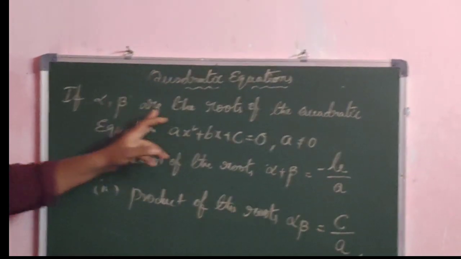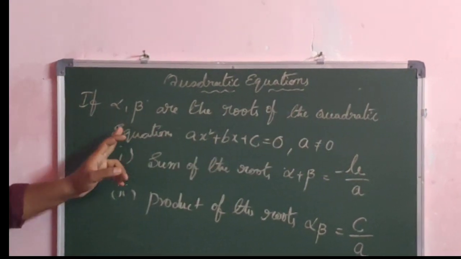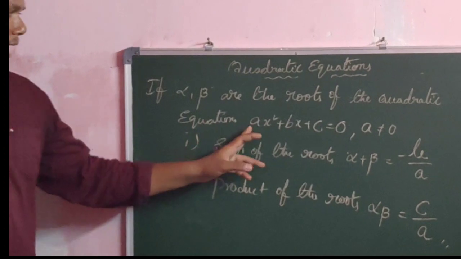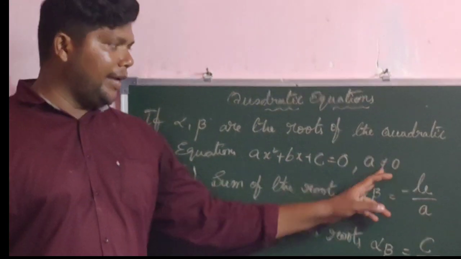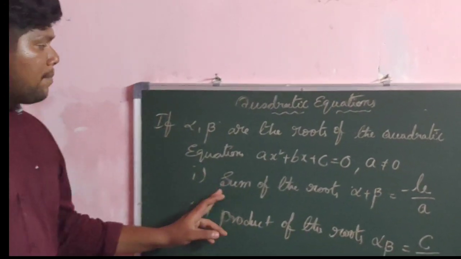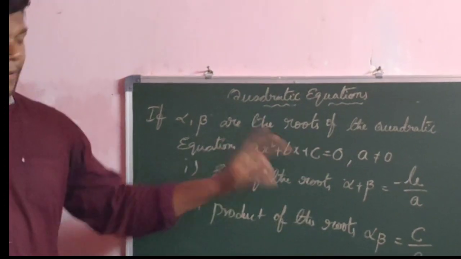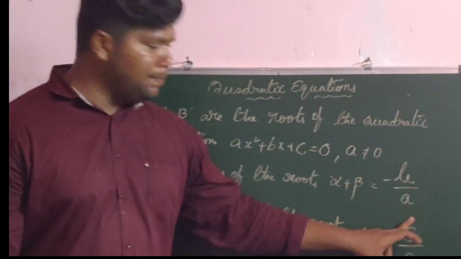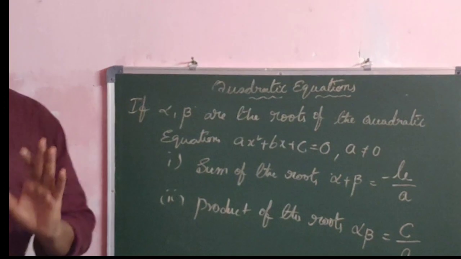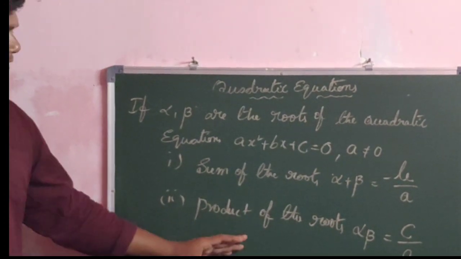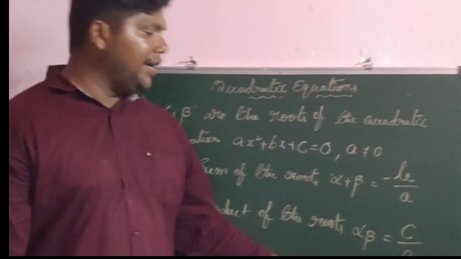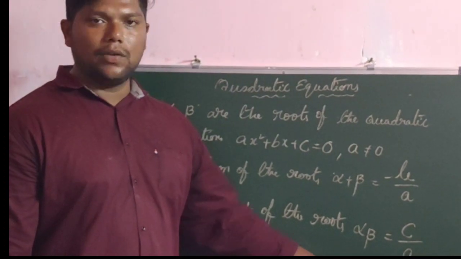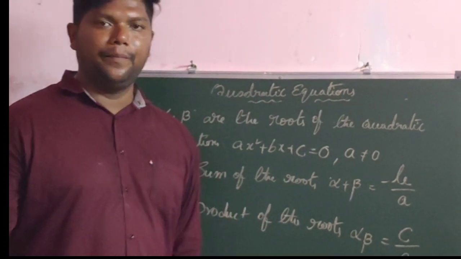Alpha and beta are the roots of the quadratic equation ax square plus bx plus c equal to 0, and a not equal to 0. The sum of the roots, if we add the roots, gives minus b by a. Sum means addition. And the product of the roots, alpha beta, that is alpha into beta, is equal to c by a.